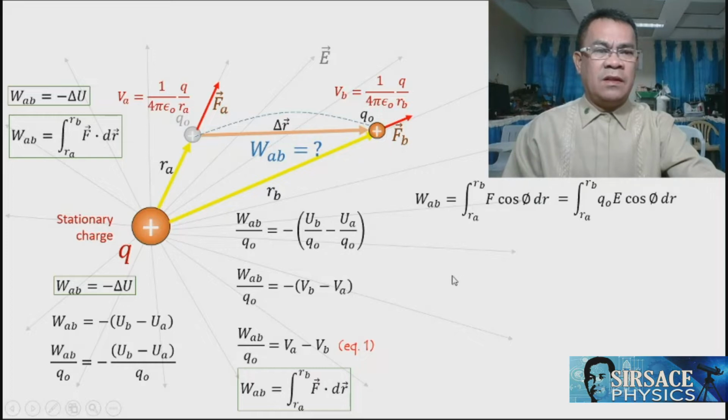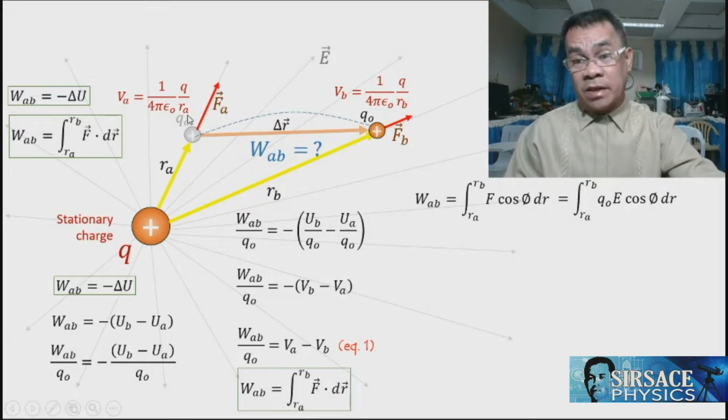Now take note that the force at any point of travel is the product of the moving charge and the electric field at that point specifically, which means that if the particle is at this point, force is the electric field at that point multiplied by the moving charge. So therefore, we can replace this one. Take note, this is a varying force. This will keep on changing.